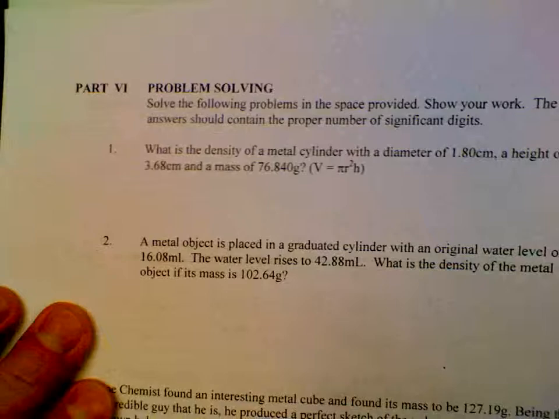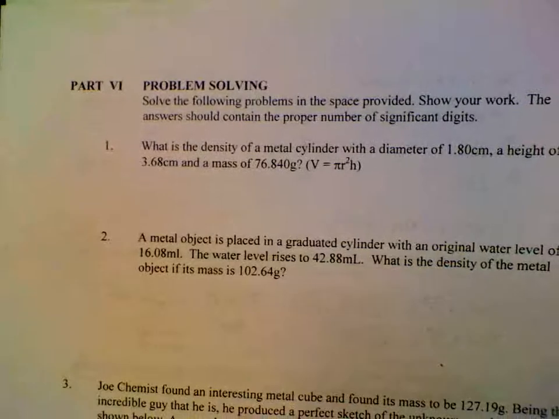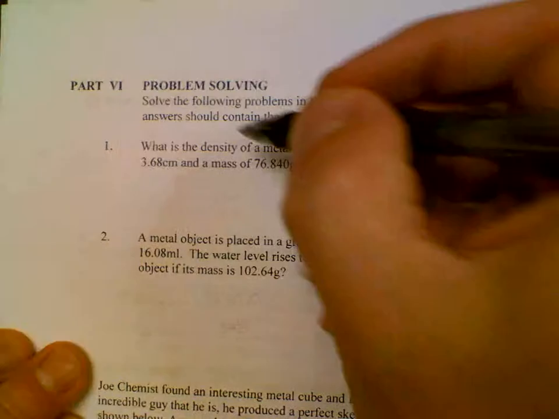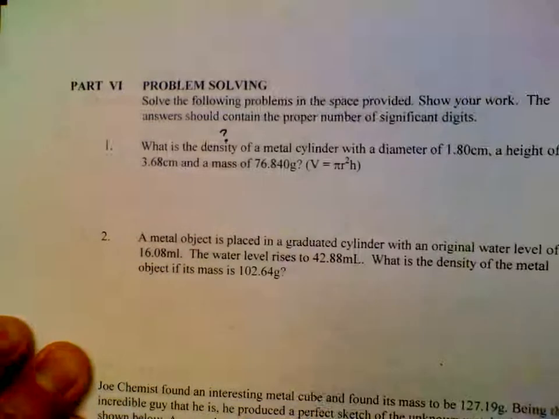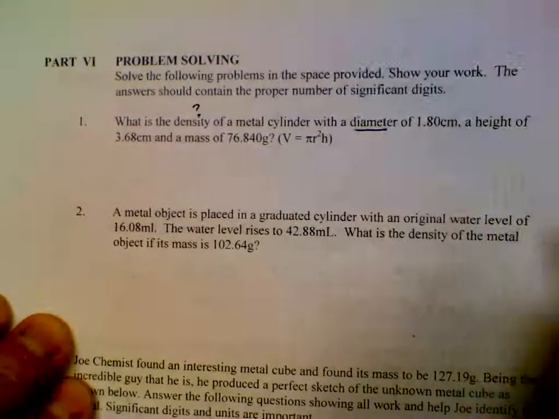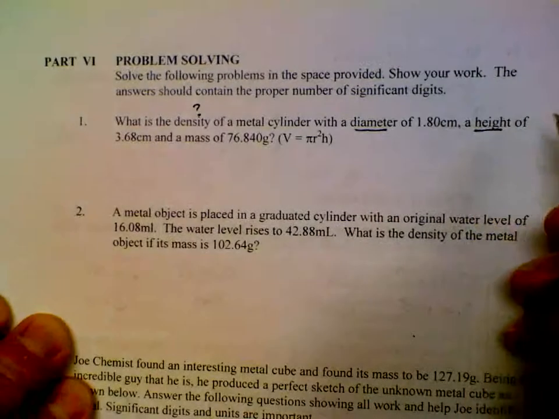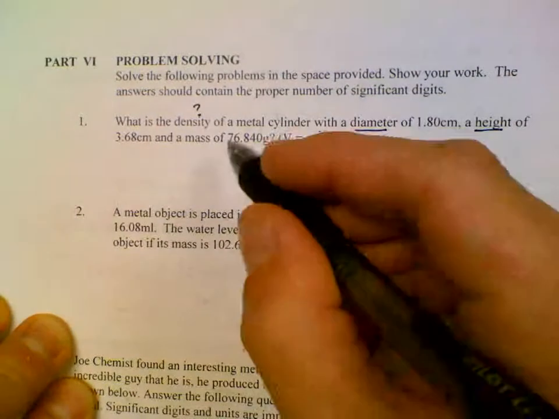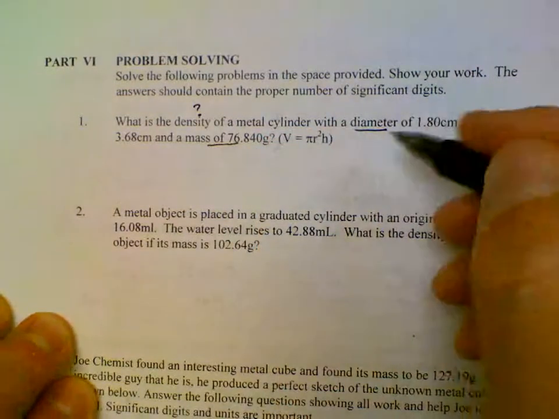Problem solving, density problems. What is the density? So that's what we're trying to find out about. Given these values, we have a diameter, we have a height, which is also known as a length, and we also have a mass. So we need to get a volume of the cylinder.